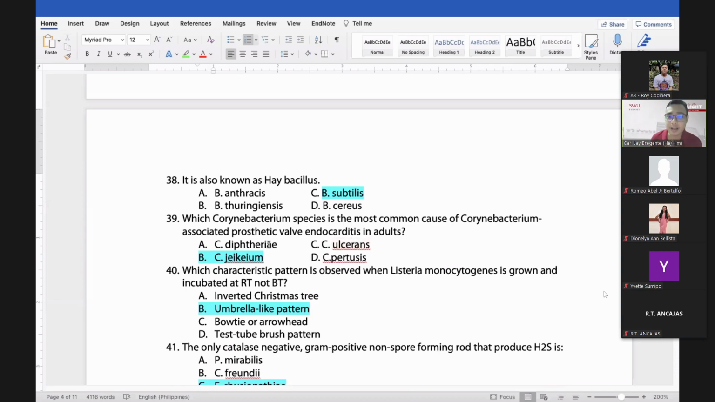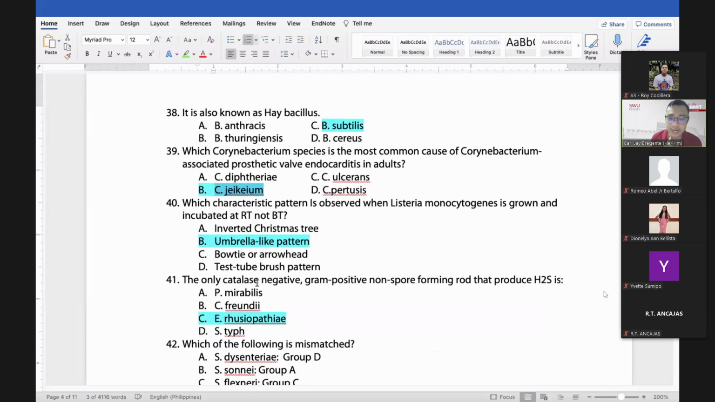Corynebacterium diphtheriae, again, that's more likely respiratory. Ang kani silang duha, si ulcerans is more likely bacteremia and septicemia. C. pertussis, wala talagang C. pertussis class. So ito yung possible answer.